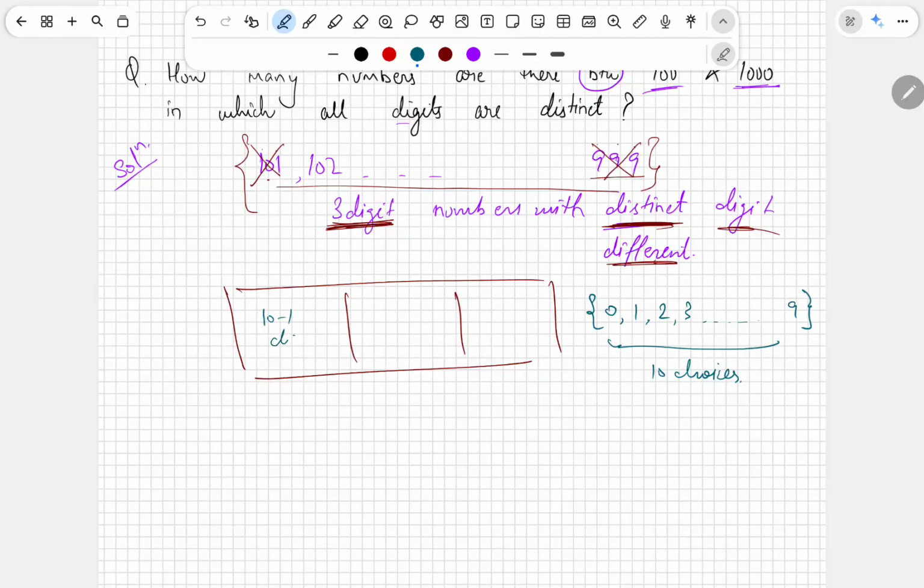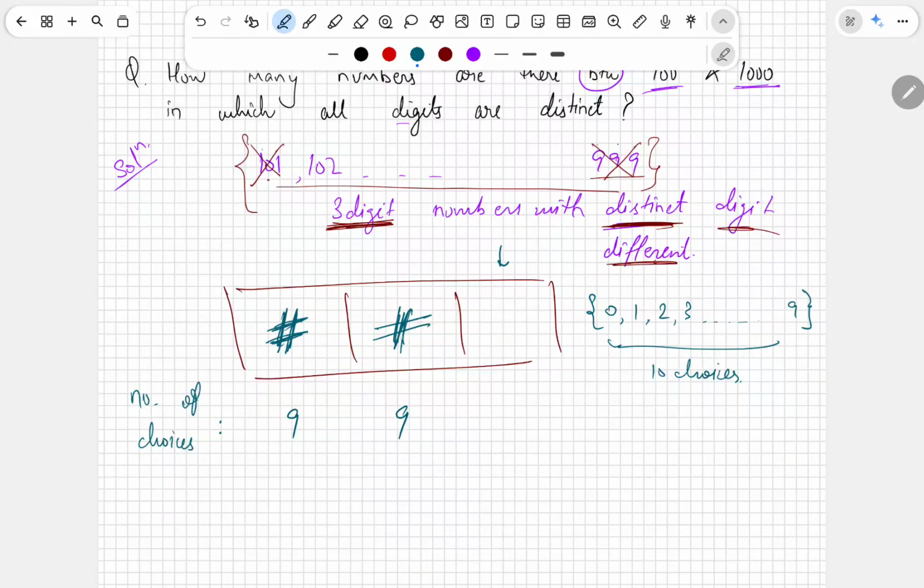10 minus 1 choices for the first place. So if I have to write the number of choices for the first place, it is going to be 9. Now I am talking about distinct digits. If I'm talking about the second place, one number is already at the first place. Out of 10, one digit is used. So 10 minus 1. How many choices are left? 9.